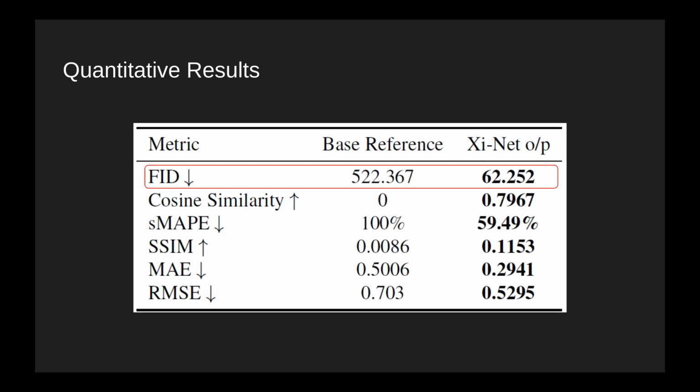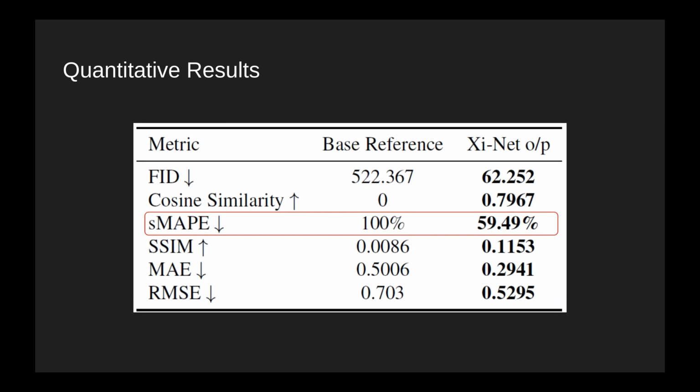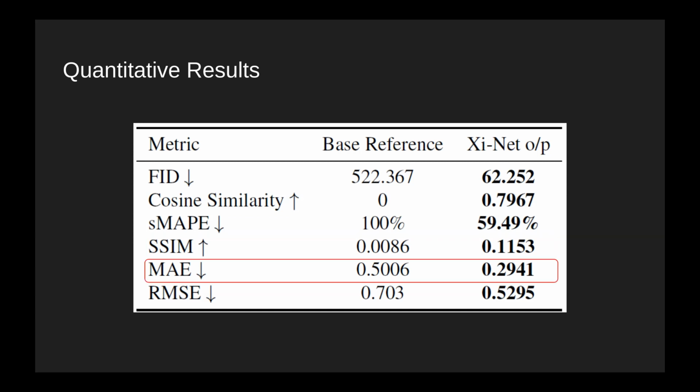As we can see, FID we are able to reduce very significantly. Cosine similarity increased by quite a lot. Same goes for the other metrics, for example, SMAPE decreased from 100 to almost 60%. SSIM went up by a lot. And the MAE and RMSE errors also decreased quite significantly.